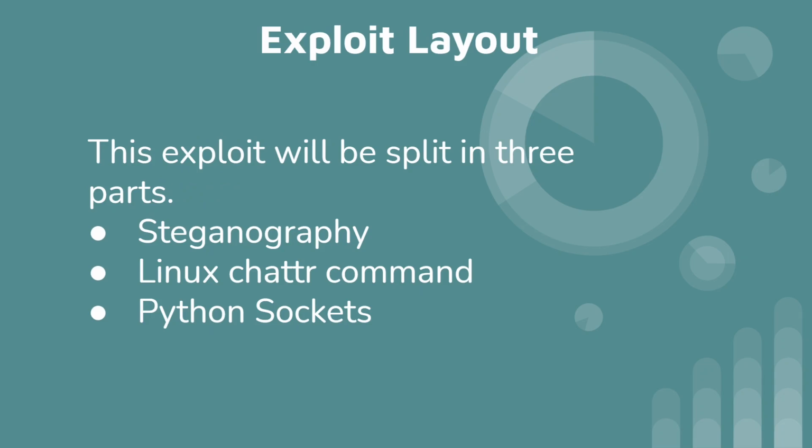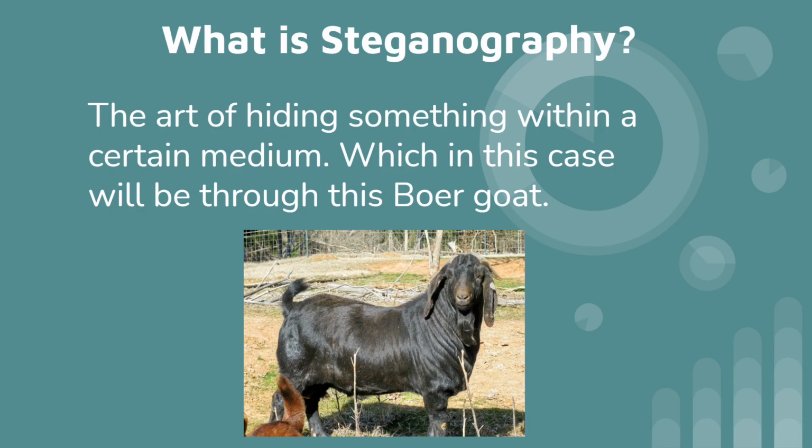So the exploit itself will be split into three parts. First being steganography, talking about the Linux chattr command, and concluding with a Python socket. So first things first, what is steganography? Well, simply the art of hiding something within a certain medium, which in this case will be this goat.